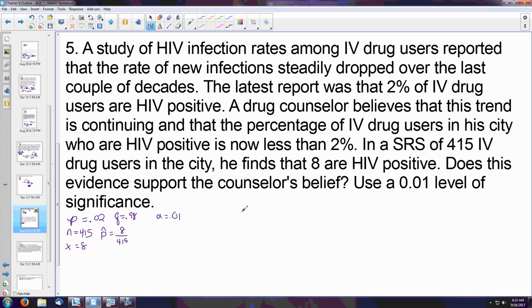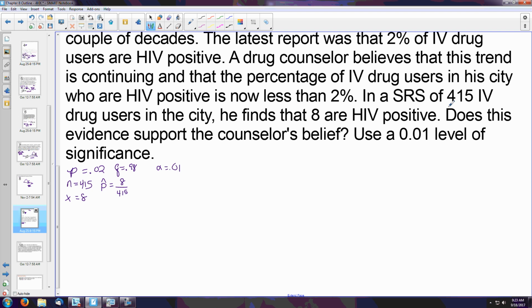So what information do we know here? To support his belief, it means that the IV drug usage rate is actually decreasing. So that's a way of indicating that we are looking at a one-tailed test. Our null hypothesis is that the proportion is equal to 2%, the population proportion. And the alternative hypothesis is that it's actually less than that amount, that there's a decrease in drug usage.